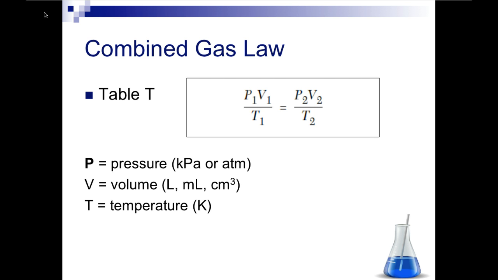It has pressure, volume, and temperature in it, and it's P1 times V1 over T1 equals P2 times V2 over T2. You think about these 1s and 2s as the initial conditions and final conditions. Two main things though: your pressure is either going to be in kilopascals or ATM. Your volume is either going to be in liters, milliliters, or centimeters cubed.